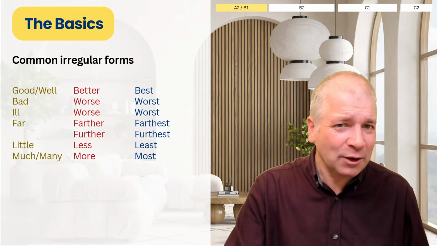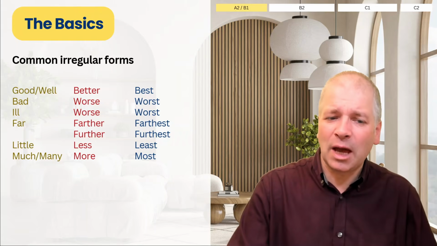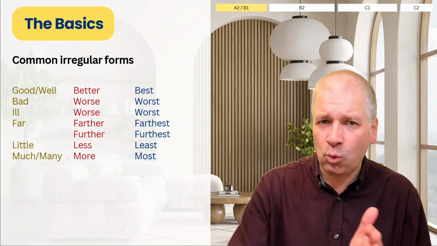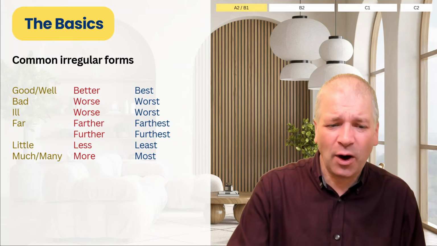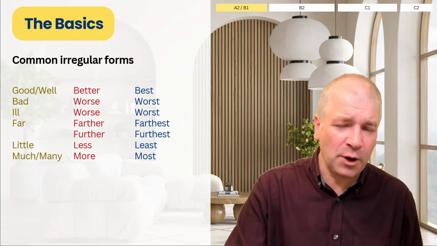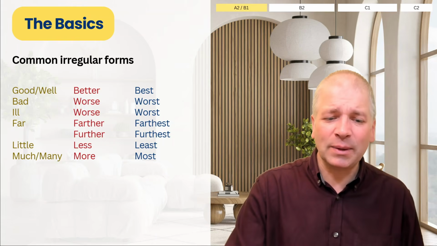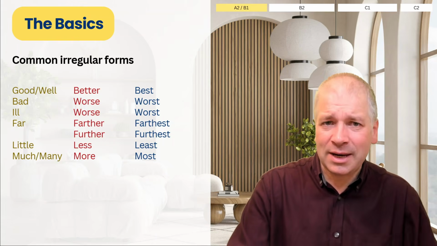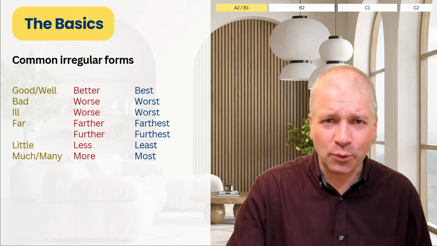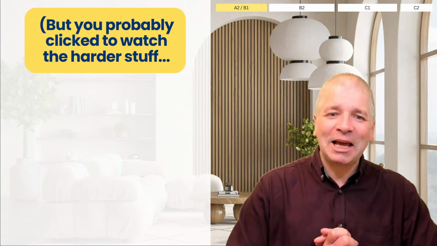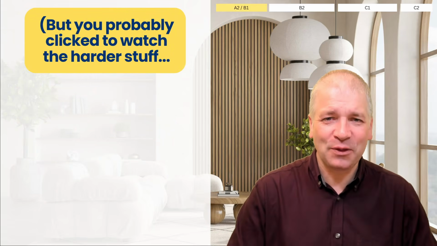And some common irregular forms of these. Good or well becomes better and best. Bad and ill both become worse and worst. Far can become farther and farthest, or further and furthest. Little becomes less and least, and much or many turn into more and most. But you probably clicked to watch the harder stuff than this.